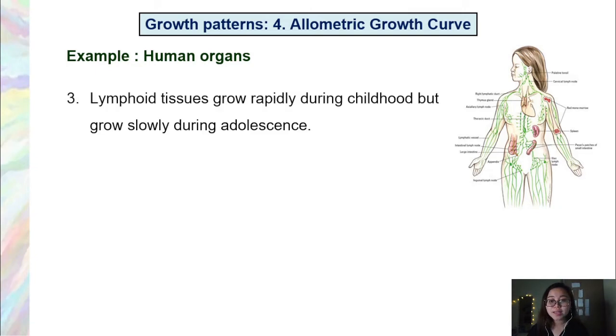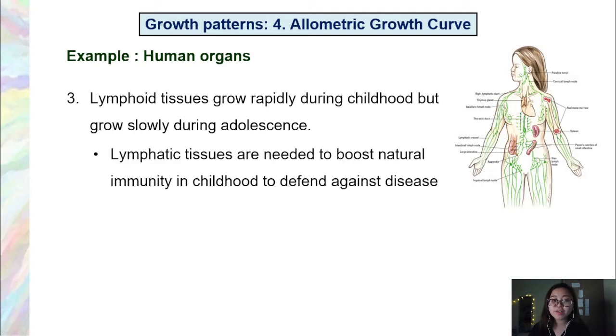So there's another set of organs that we can talk about when it comes to allometric growth in humans, which is the lymphoid tissues. So ini adalah tissue-tissue dalam sistem limpa kamu. Your lymphoid tissues are going to grow very rapidly during your childhood, but they will grow slowly during your adolescence because lymphatic tissues are needed to boost natural immunity in childhood to defend against diseases.